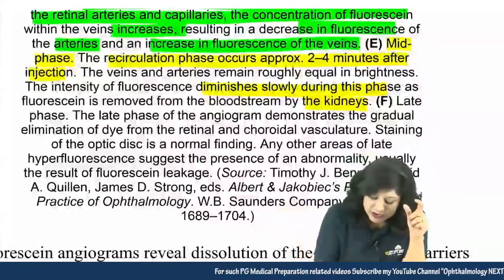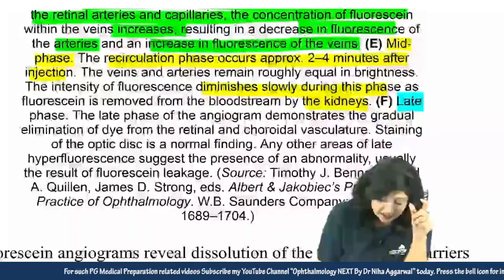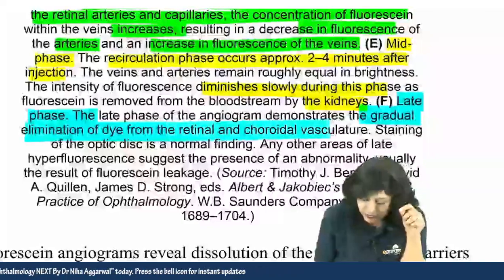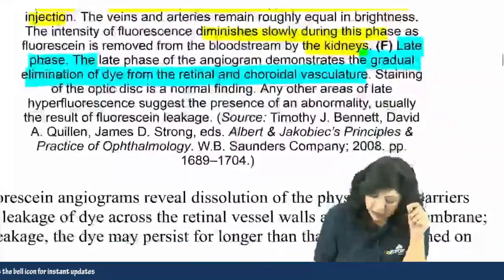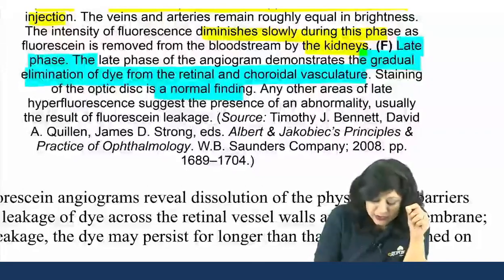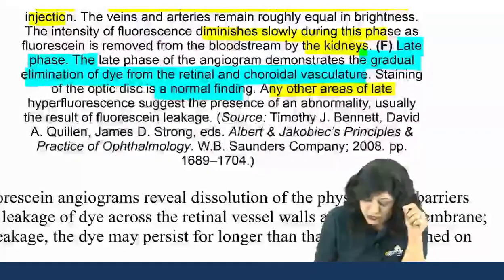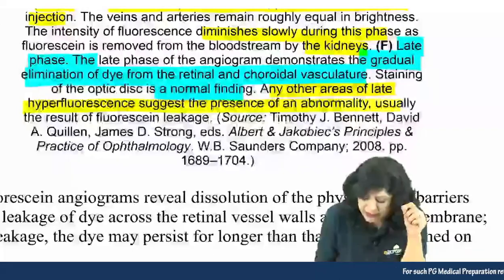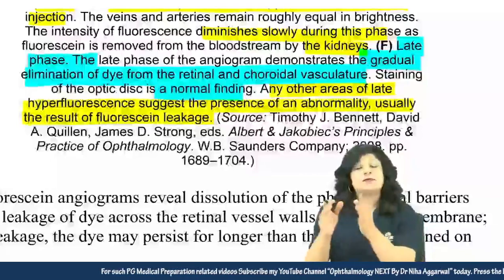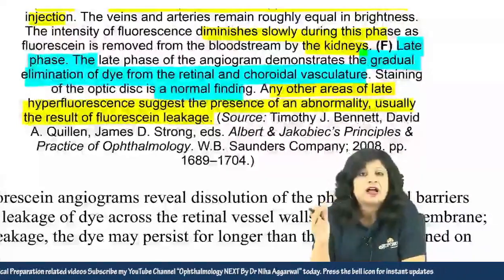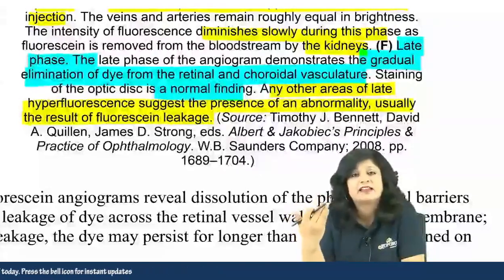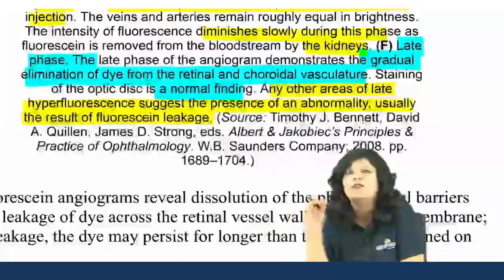Then I have got the late phase. The late phase of the angiogram demonstrates the gradual elimination of the dye from the retina and the choroidal vasculature. Staining of the optic disc will be there. Then any other areas of late hyperfluorescence. If I have any areas showing late hyperfluorescence, that means there is an abnormality and there is a leakage. So I think line by line you have understood every part, starting from the early phase, choroidal phase, arterial, arteriovenous and venous, why and what we are going to get.